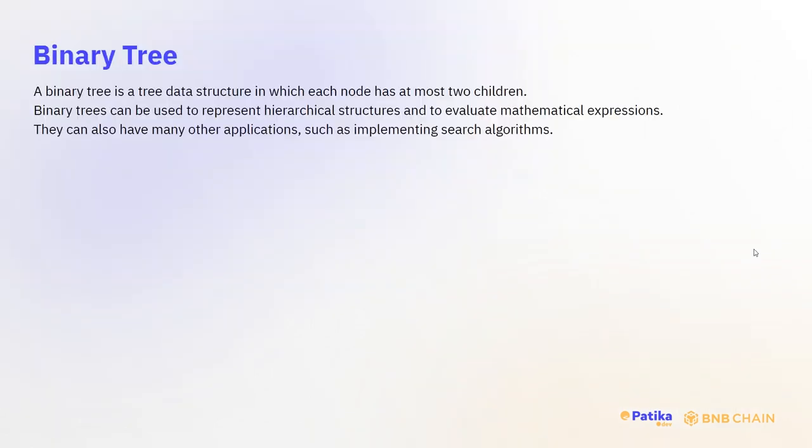A binary tree is a tree structure in which each node has at most two children. Binary trees can be used to represent hierarchical structures and to evaluate mathematical expressions. They can also have many other applications, such as implementing search algorithms.